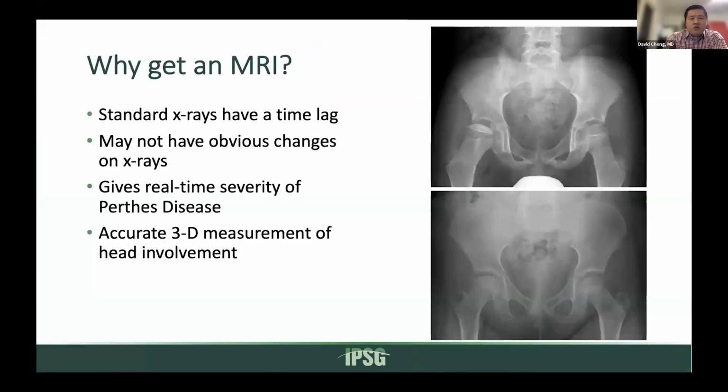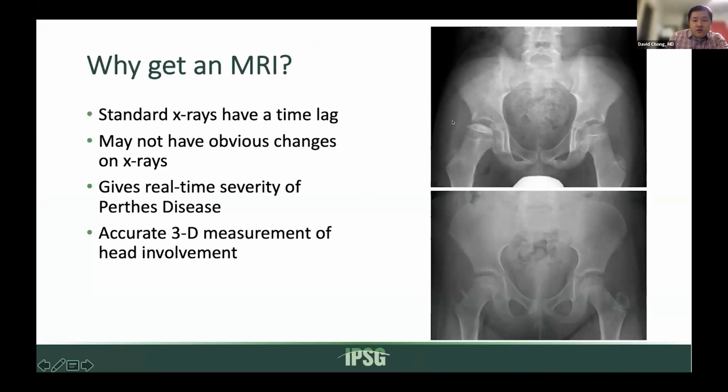So why an MRI? If you get an X-ray, they tend to have a time lag, and so often you will get an X-ray that looks totally normal, and the kid has Perthes, and everyone misses it. The ER misses it, your doctor misses it, because there's a time lag. The bone is still intact and hasn't died yet, or hasn't fragmented yet. And so you won't see obvious changes on the X-ray sometimes. The MRI gives you real-time severity of the disease. It also gives you the ability to measure it three-dimensionally, and not just see in one plane.